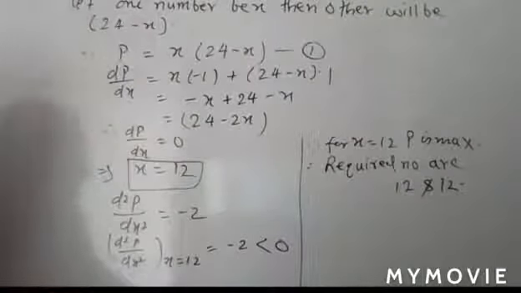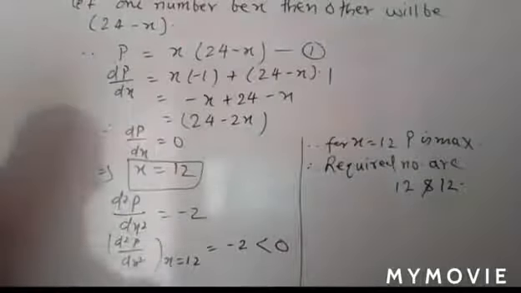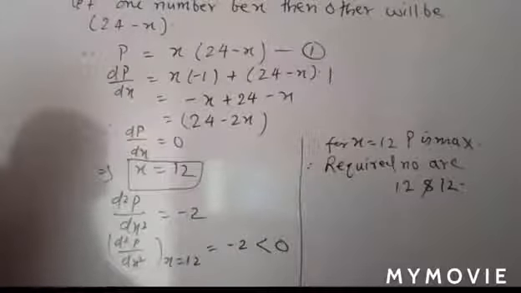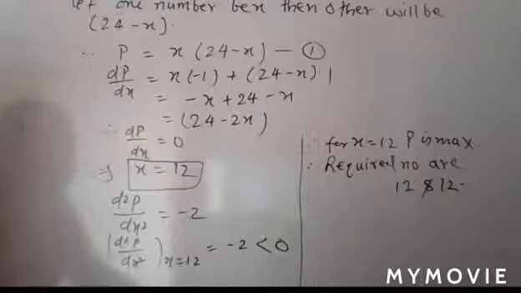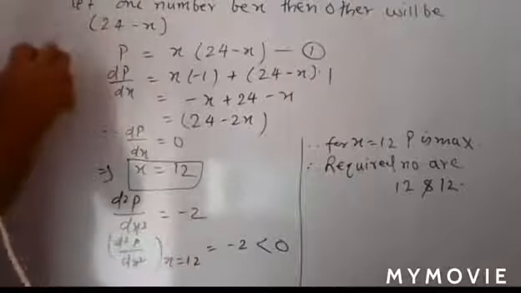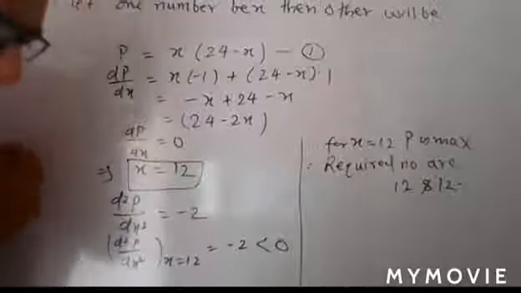Now note down the next question. Find two positive numbers x and y such that their sum is 35 and the product x square y to the power 5 is maximum.